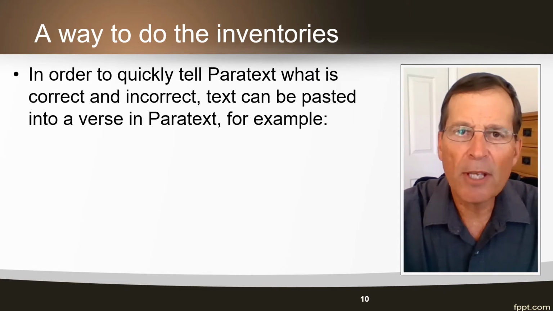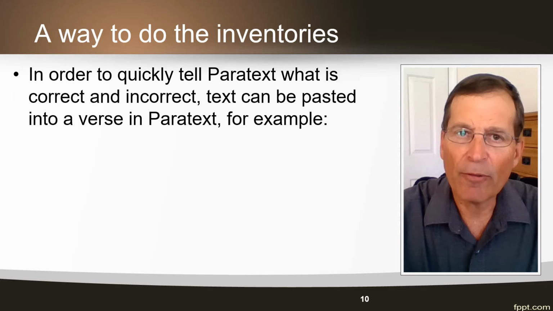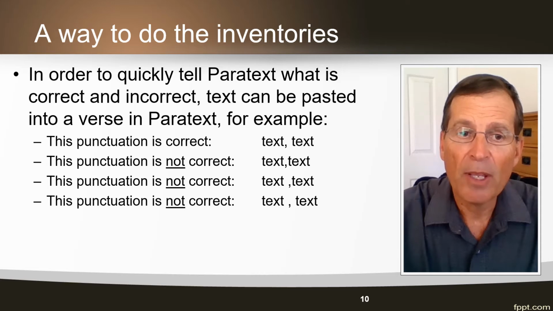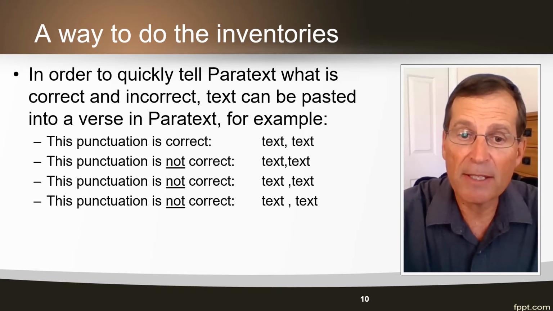So in order to quickly tell Paratext what is correct and incorrect, text can be pasted into a verse in Paratext, even if it's not text in your language. For example, this punctuation is correct, text, comma, space, text. Another line would have this punctuation is not correct, text, comma, text with no space. The following line, text, space, comma, and then text without a space, that also is not correct. And the last one also is not correct with 2 spaces on either sides of the comma.